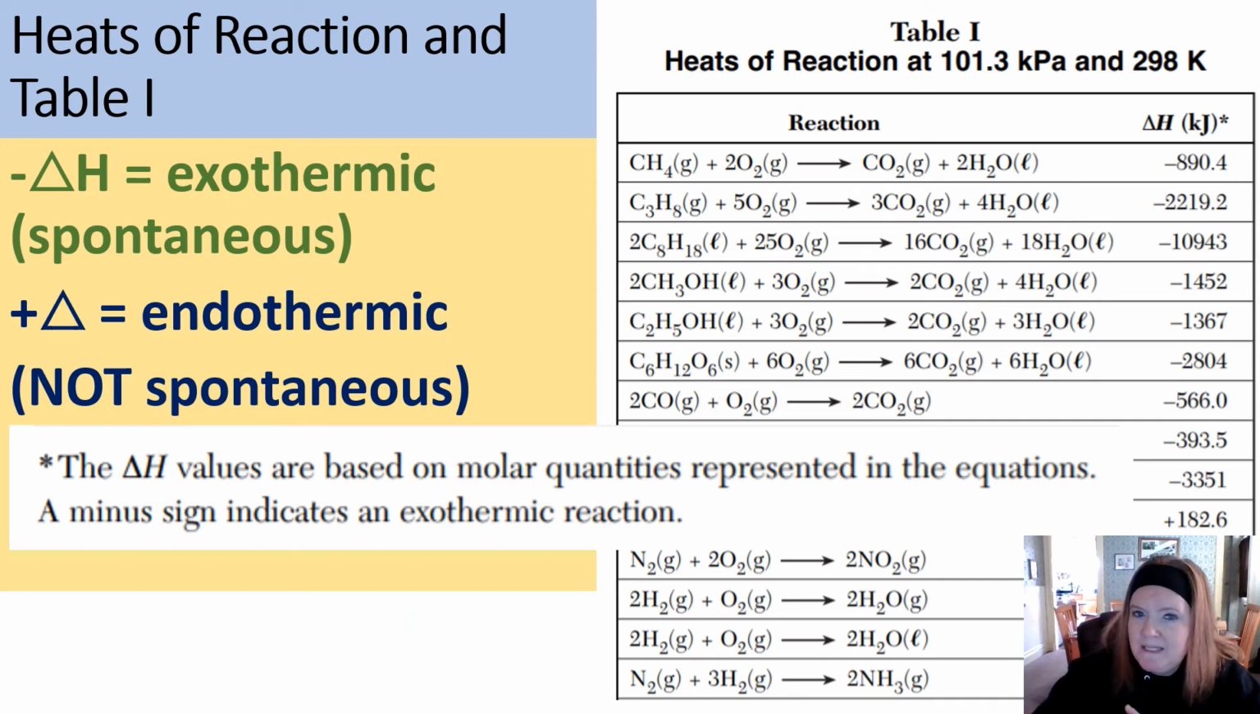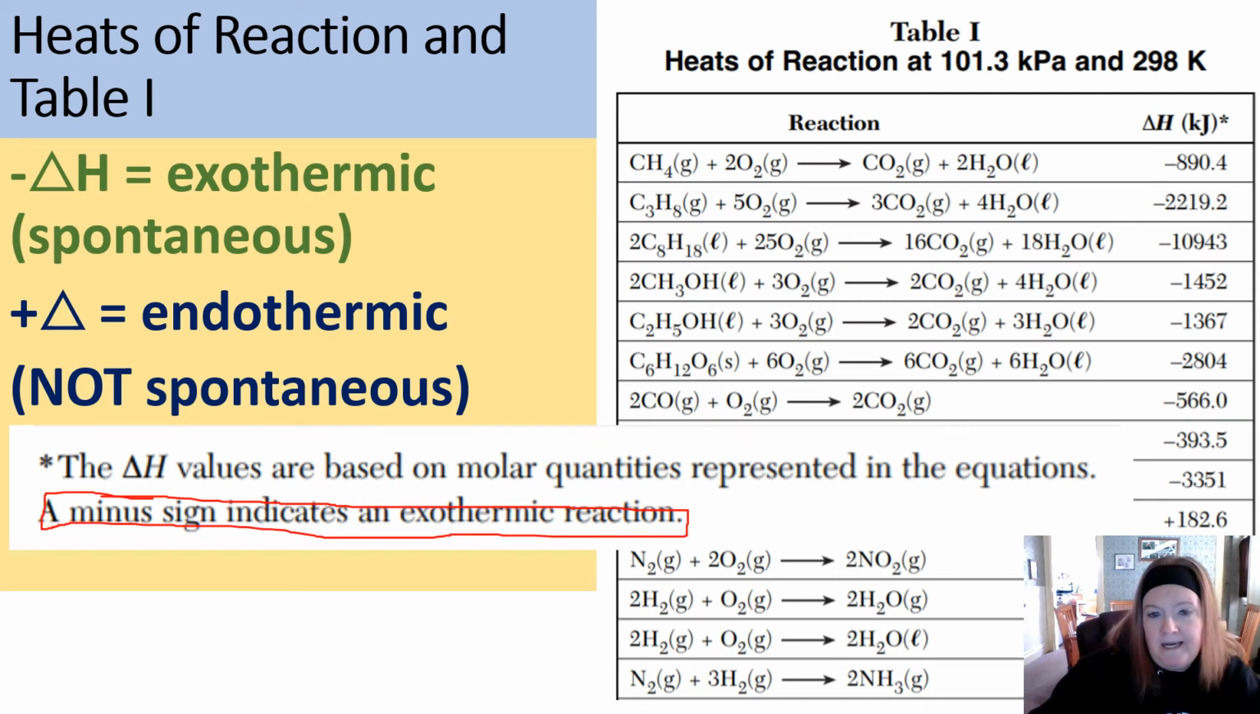All right, so remember this table, it tells you heats of reaction and it indicates whether it is negative or positive. And remember right here at the bottom, the minus sign indicates exothermic reaction. So exothermic, exothermic, exothermic. Oh, wait, here's one. This one would be endothermic because it's positive. So if it's negative, it's exothermic. If it's positive, it's endothermic. And remember, exothermic tend to be spontaneous, endothermic, not spontaneous, which should make sense because if you have to add energy in, how is it spontaneous? Okay.